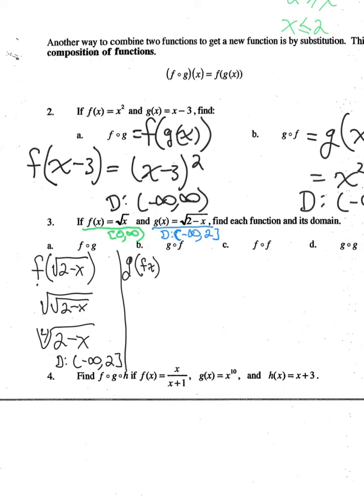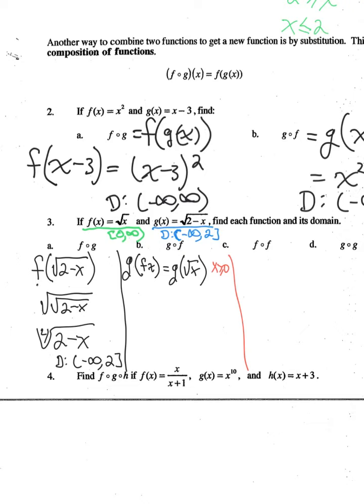Well, f of x is root x. And so right away I have domain restrictions. My domain restriction is if I'm taking the square root of x, x has to be bigger than or equal to 0.